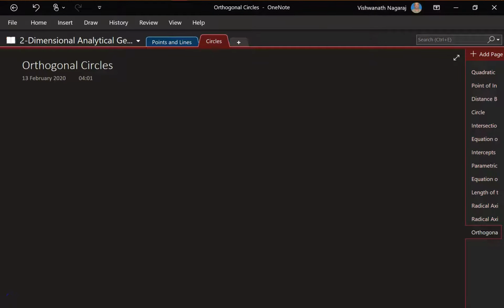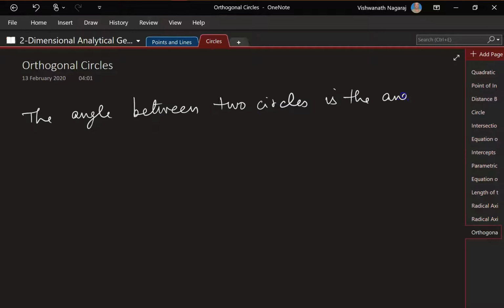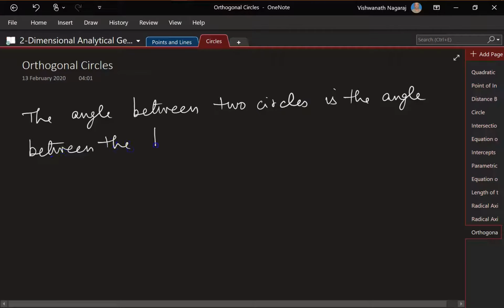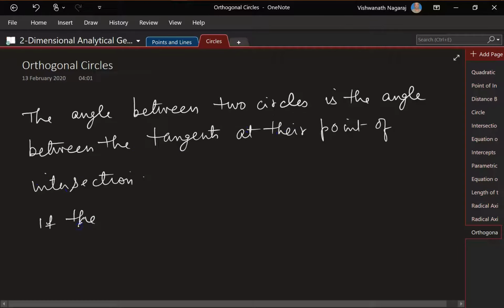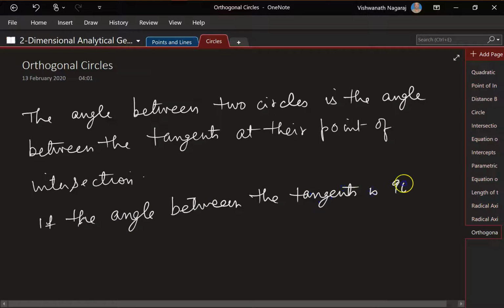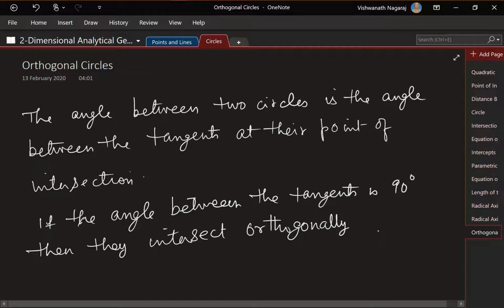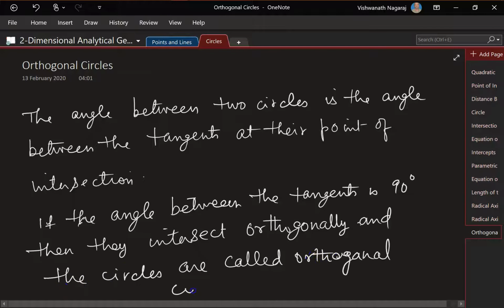Orthogonal circles. The angle between two circles is the angle between the tangents at their points of intersection. If the angle between the tangents is 90 degrees, then they are said to intersect orthogonally, and the circles are called orthogonal circles.